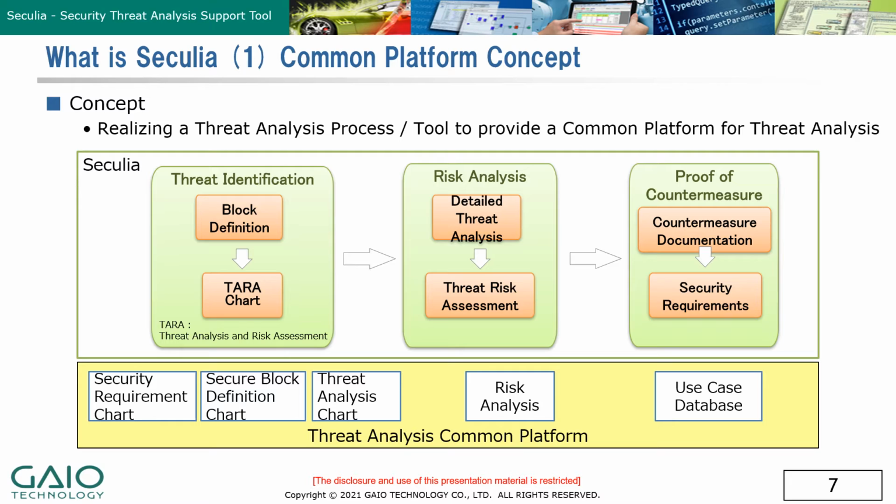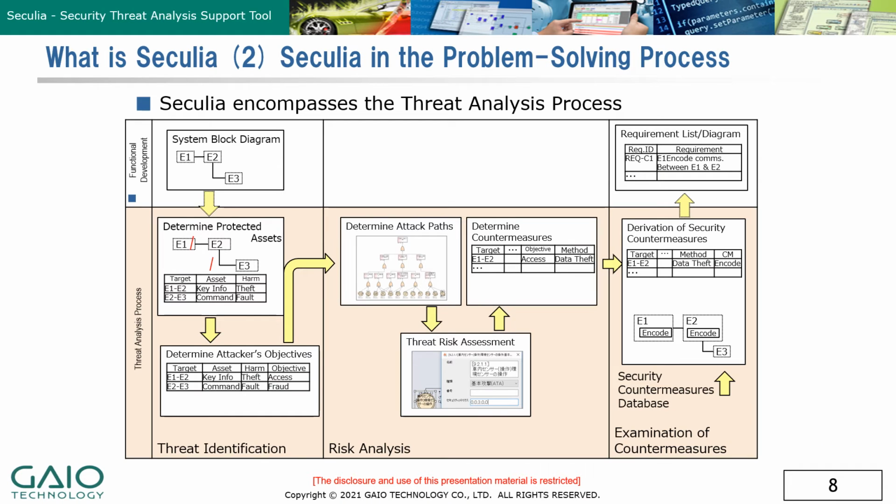We designed Seculia to provide a common platform for the process of analyzing threats, with useful functions for each step of that process. For identifying the threats, Seculia lets you itemize the system from a block diagram and identify the assets to be protected in each block. The threats to each block are determined, and the risk of those threats being realized is assessed using attack trees and threat and risk assessment charts. This allows you to select the risks that must be addressed.